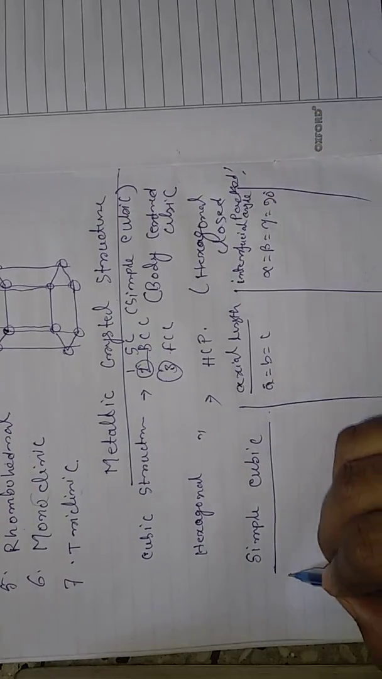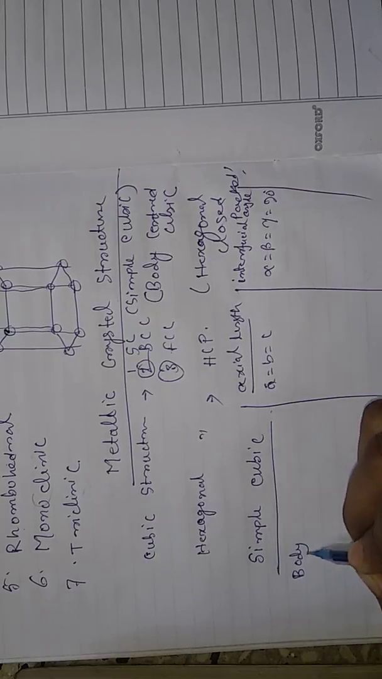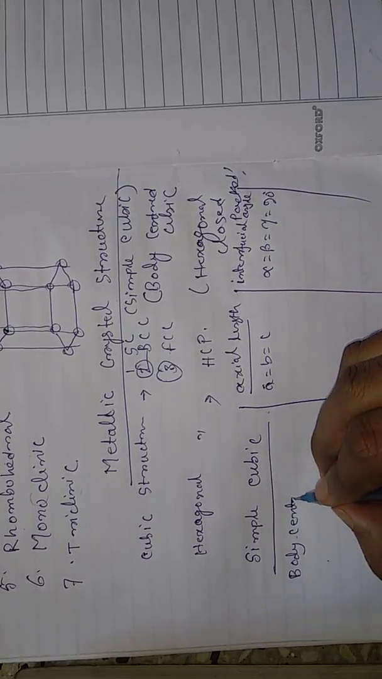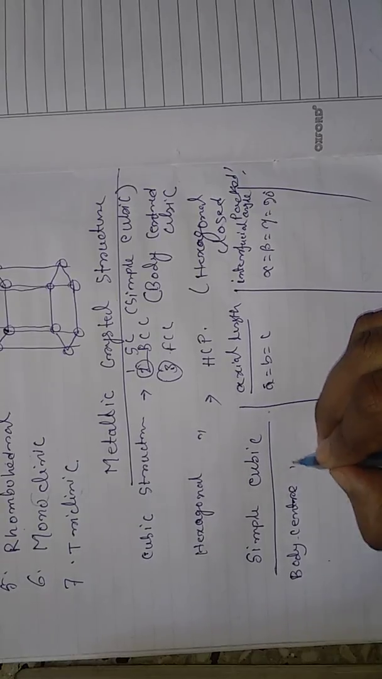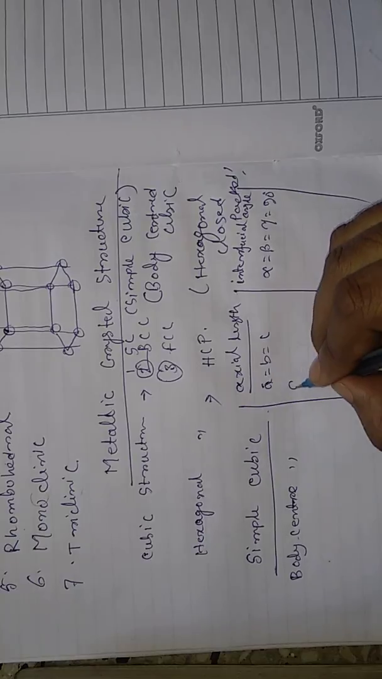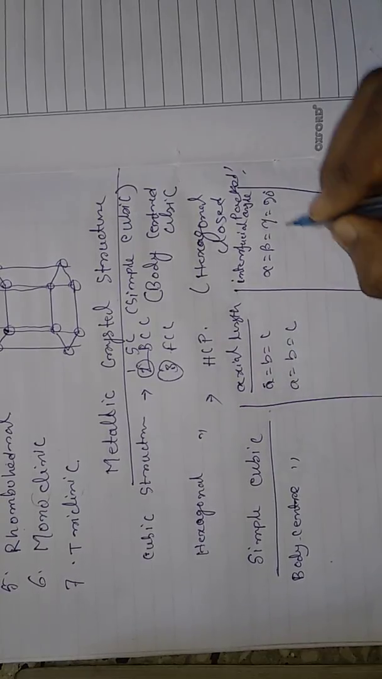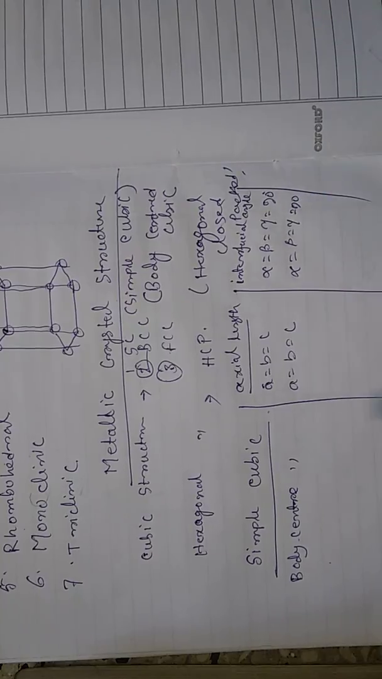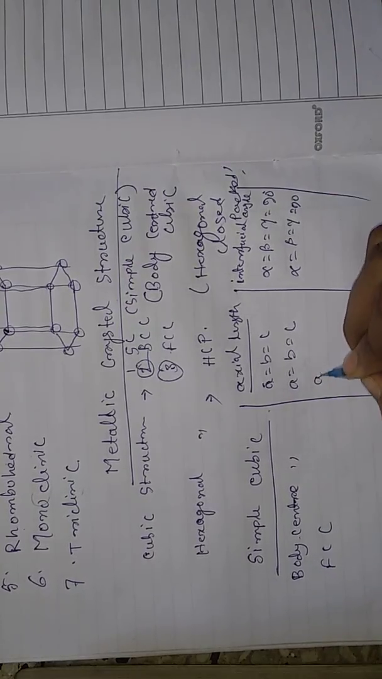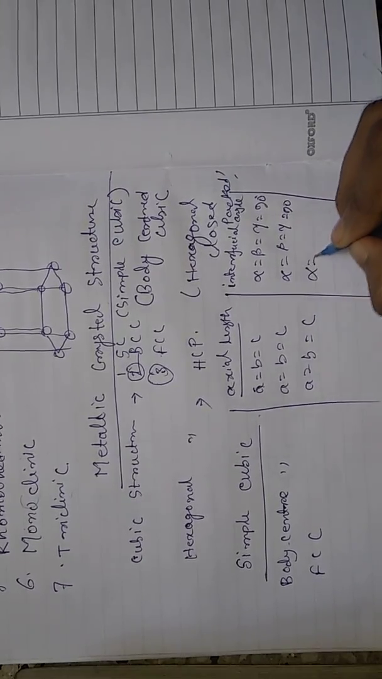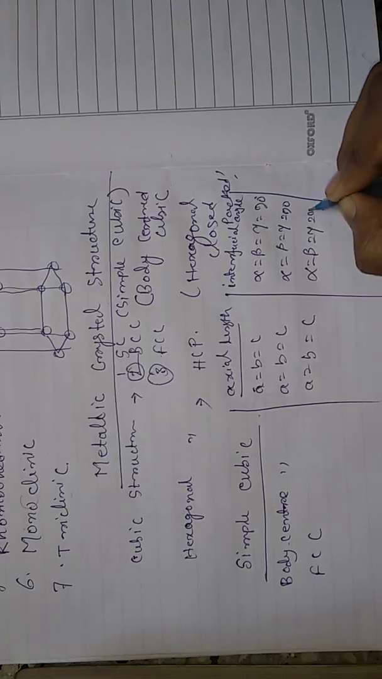As for body centered cubic, what it is and what the structure looks like we can discuss in the next video. But in case of body centered cubic system, it also follows a = b = c, and alpha = beta = gamma = 90 degrees. Similarly for FCC structure, a = b = c, and alpha = beta = gamma, that is 90 degrees.